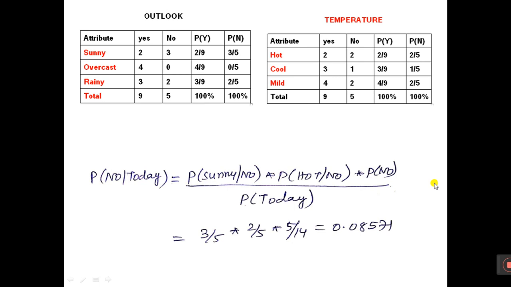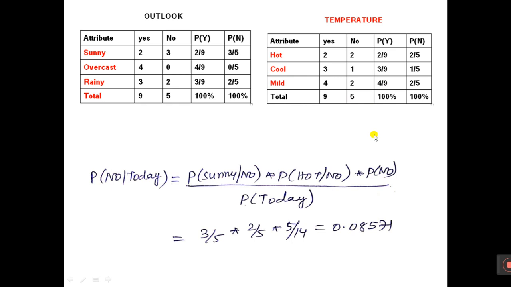From the outlook table, the value is 3 by 5. That is multiplied with, in the temperature attribute, hot, which is 2 by 5, multiplied with the number of no, 5, divided by the total, 14. So the value I am getting is 0.08571. Right. So these are the probability of yes for today and no for today.